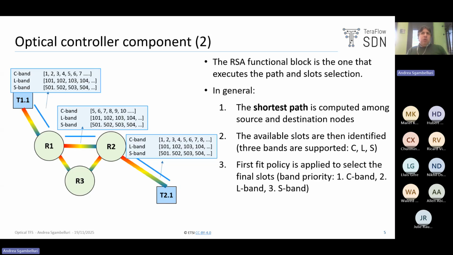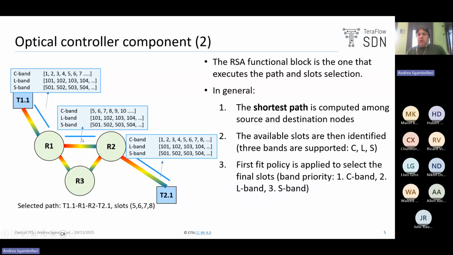And finally, according to policies, at the moment only the first fit is implemented, following a sort of priority: C-band first, L-band as second option, and last option is the S-band, the selection of the slots to be used in the system. In this case, for example, the path that has been selected is from T11, that is a transponder, then we traverse RODM1, RODM2 to arrive at the other transponder on the other side, with the slots selected 5, 6, 7, and 8 according to the availability in the links that are traversed by the system.